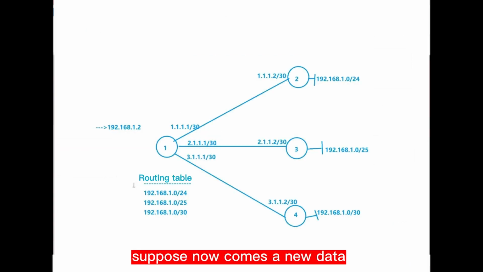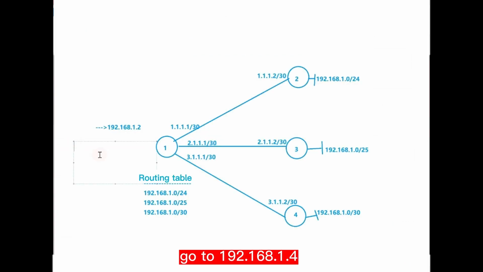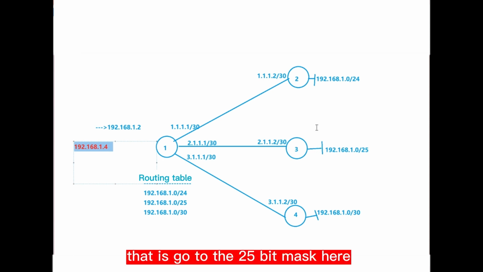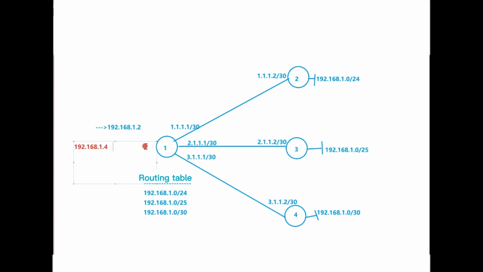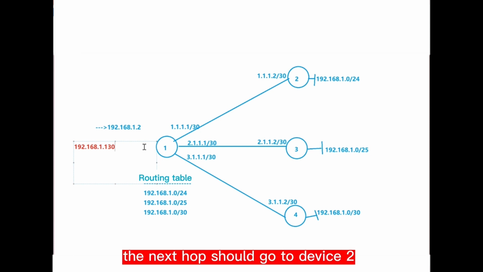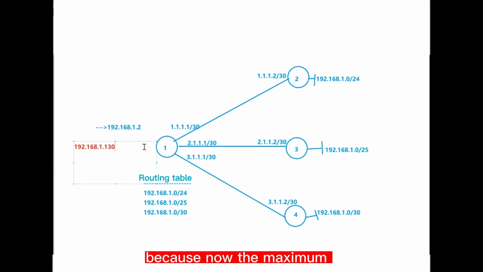Suppose now comes a new data going to 192.168.1.4. Then it should go to device 3, that is, go to the 25-bit mask here. Then if one comes now going to 192.168.1.130, the next hop should go to device 2, because now the maximum of 25 bits can only reach 127. Here are some differences between them.